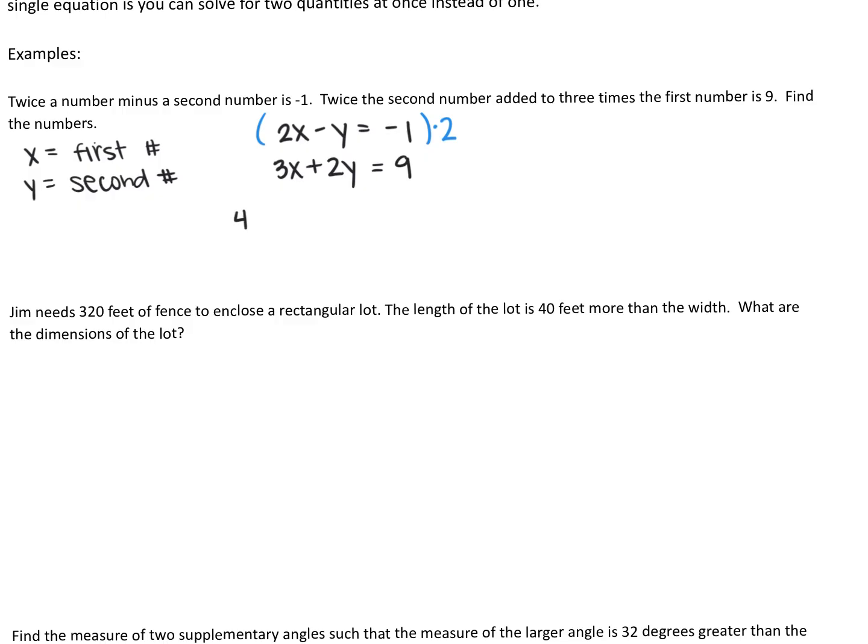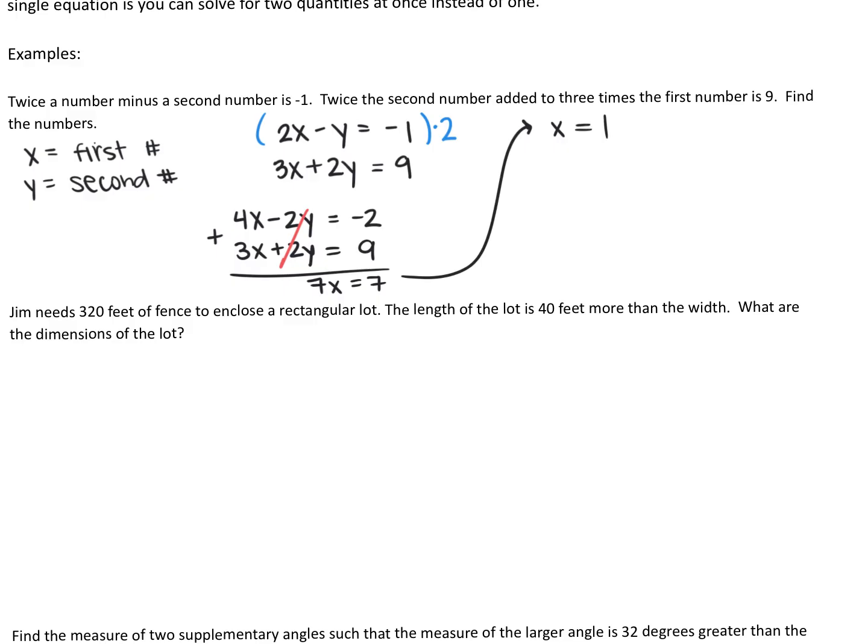So we end up with 4x minus 2y equals -2, and then 3x plus 2y equals 9. Go ahead and add our equations together. The y's will cancel, and we get 7x equals 7. And then when we divide, we end up with x equals 1.